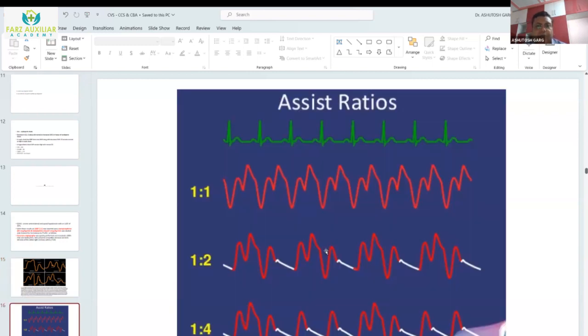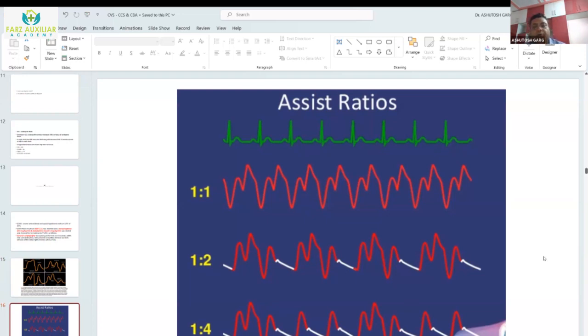And this is the ratio: 1:1, 1:2, 1:4. If there is augmentation with each and every beat, then this is 1:1. Augmentation after 2 beats is 1:2, and after 4 beats it's 1:4. So they can ask these 2 or 3 things from the IABP.